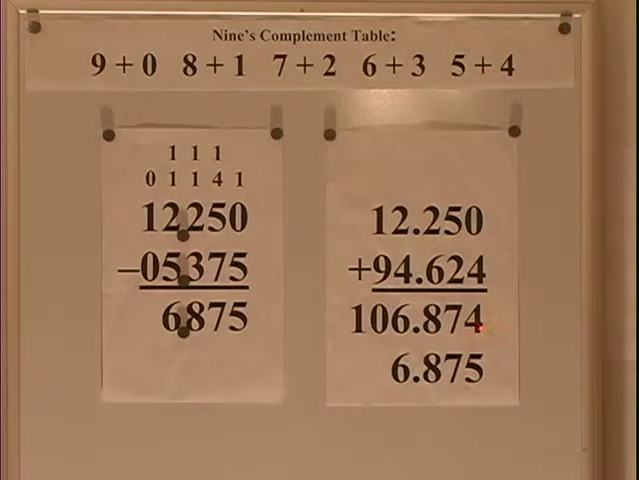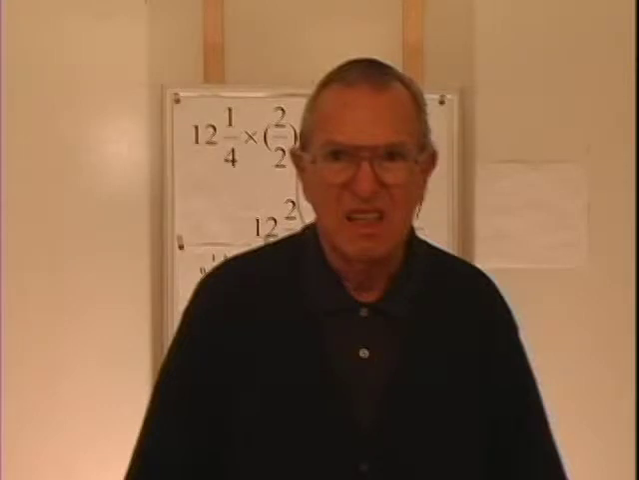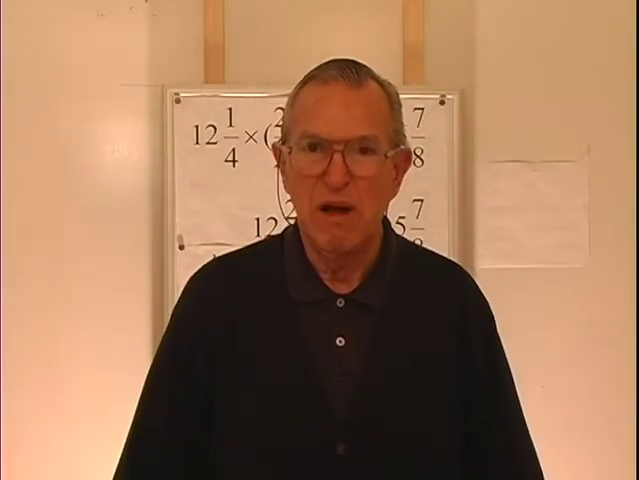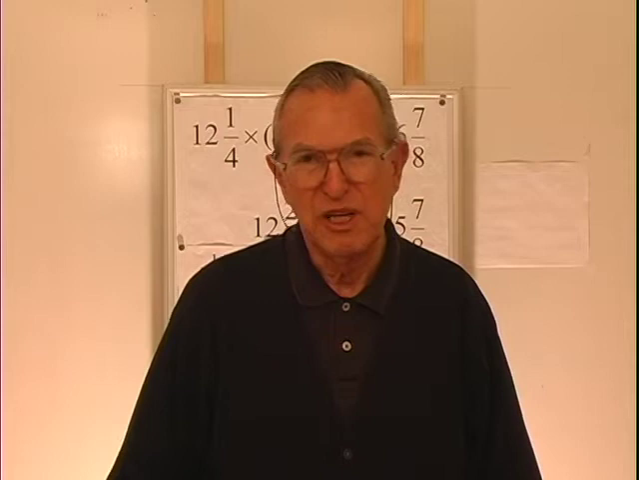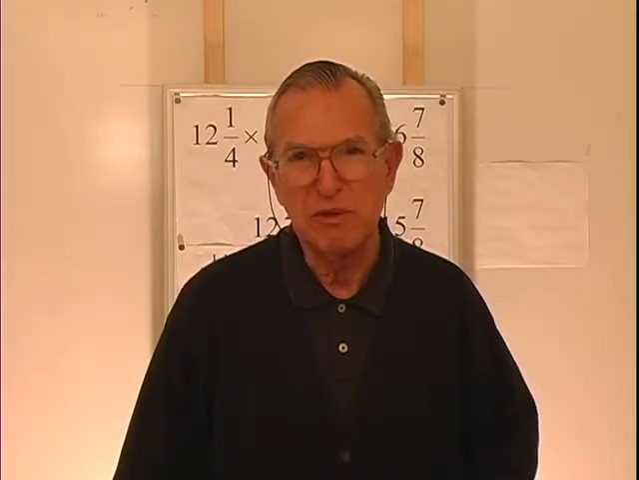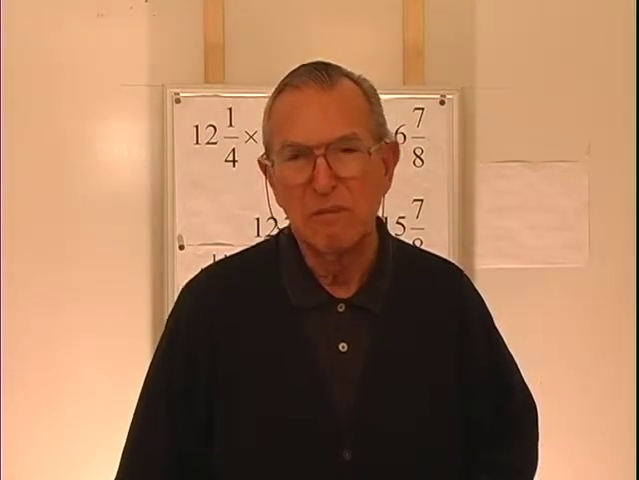106.874. And then my final step is when I take this 1, leftmost digit, add it to the rightmost digit, I get 6.875. Okay, get the same thing. For a decimal fraction, all the numbers are the same. In our next problem, we'll test the algorithm, the 9's complement procedure, for a mixed number.